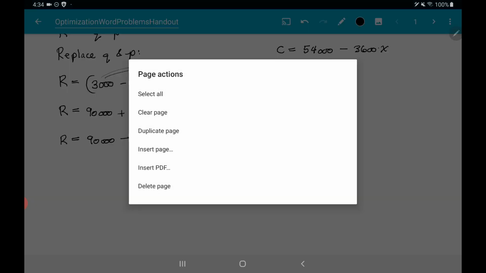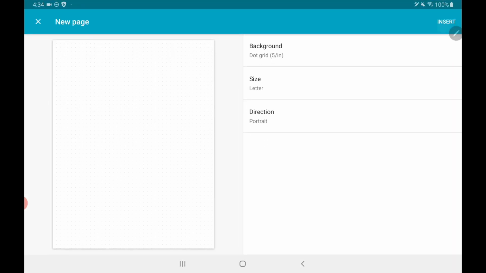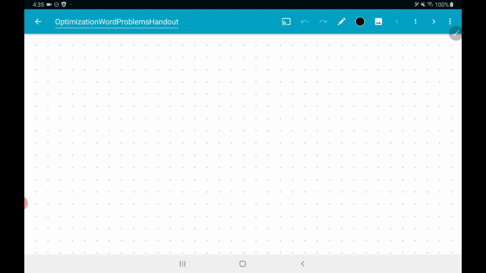Now just to make this a little bit easier to see, I'm going to continue on the next page. So far, we have discovered that the revenue can be expressed as 90,000 minus 3,000x minus 200x squared. And the cost can be expressed as 54,000 minus 3,600x.